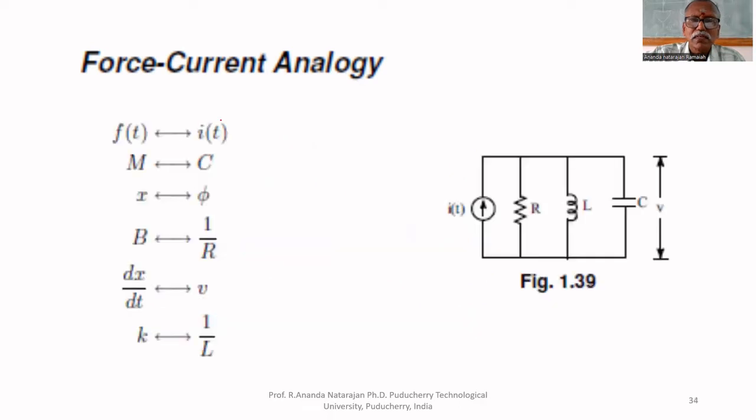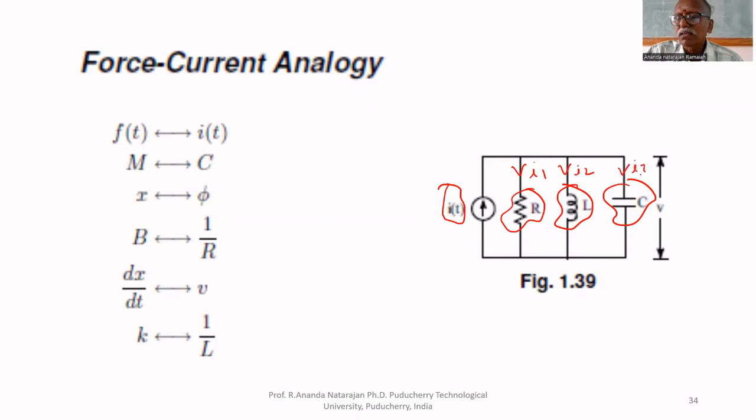So for this, this is the circuit in which a current source is there. One resistor, one inductor, and a capacitor are in parallel. So what is the equation? The current through this is I1, through this is I2, through this is I3. The total current coming from the source is I of t. I of t equal to I1 plus I2 plus I3.